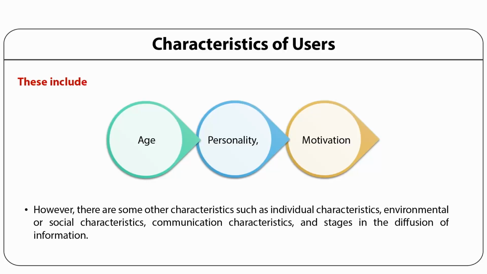However, in addition to these three, there are some other characteristics such as individual characteristics which from time to time affect the information seeking and use behavior. There are environmental or social characteristics which also from time to time affect the information use. Communication characteristics, if users are able to communicate properly about their problems, then obviously information use can be facilitated. So, in addition to these, there are some stages in the diffusion of information, and if those are crossed over, then the information use can be facilitated further.